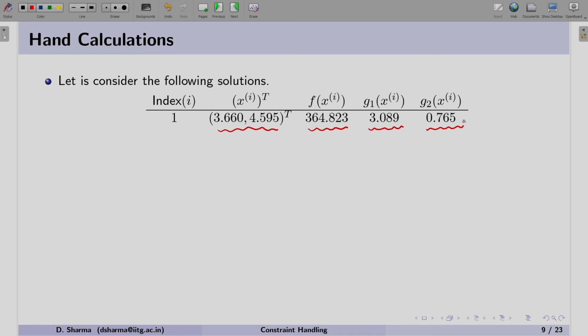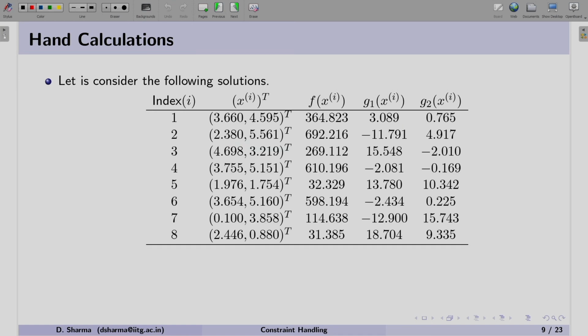0.765. So, in this case, for the given example, we are generating 8 solutions, meaning that we are considering the x1 and x2 components of each solution, created randomly between 0 and 6. And for every solution, we are finding the function value, the constraint G1 value as well as the G2 value.